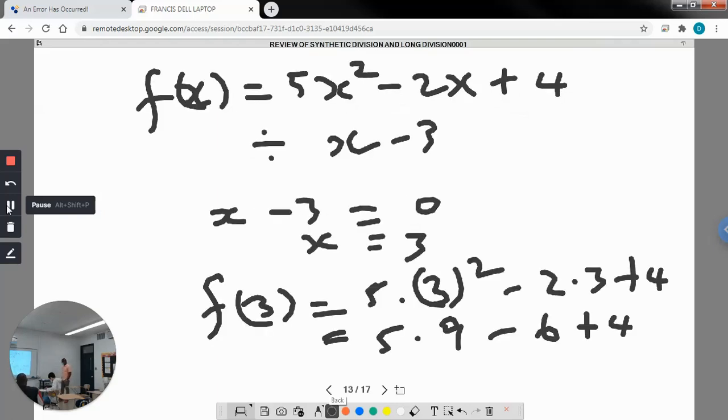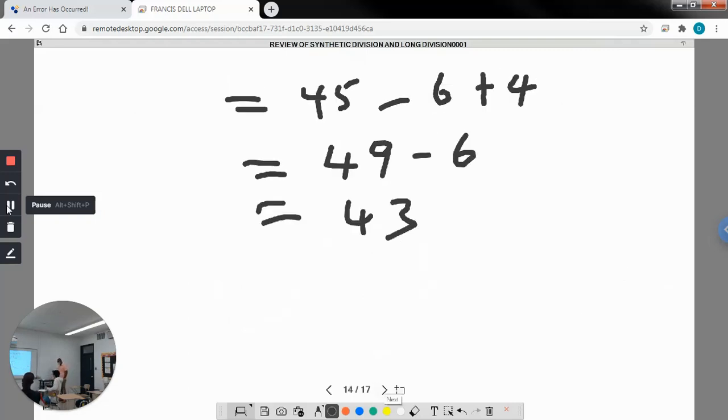So f of 3 is equal to 5 multiplied by 3 squared minus 2 times 3 plus 4, which is equal to 5 times 9 minus 6 plus 4, which is equal to 45 minus 6 plus 4, which is 49 minus 6 equals 43.